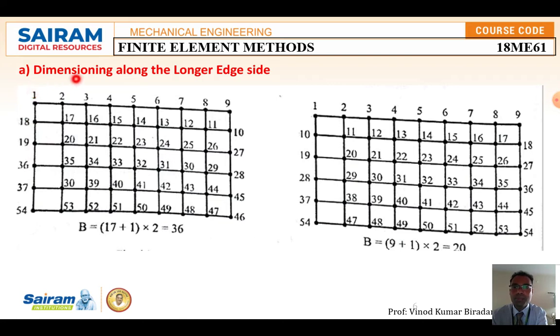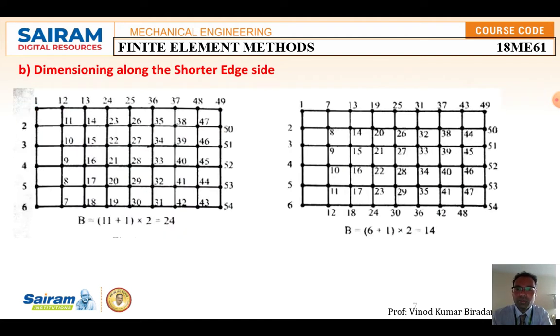Okay, so the dimension along the longer edge. You just go on denoting the numbers. Consider this longer edge, and just use the given numbering 1 2 3 4 5 6 7 8. Okay, 8 columns are given.